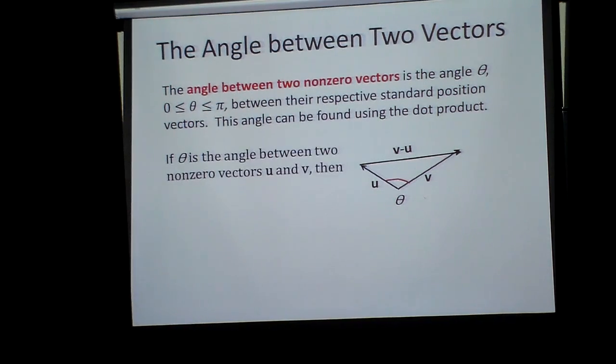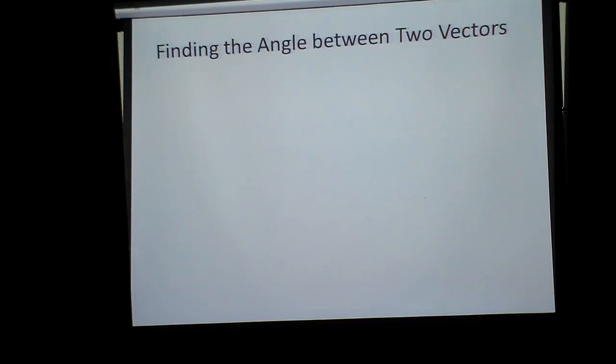So this is what we know. If angle theta is the angle between two non-zero vectors, U and V, then the cosine of theta equals the dot product U times V divided by, in a sense, the magnitude, the distance of U times the distance of V. Think about it. So finding the angle between the two vectors, here we go.